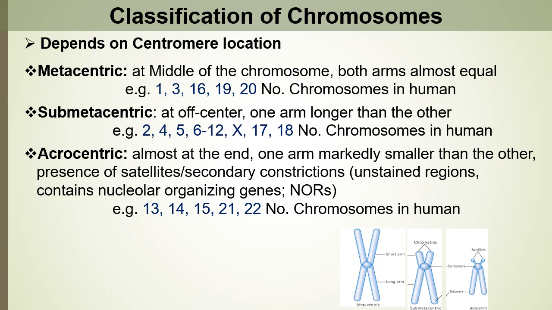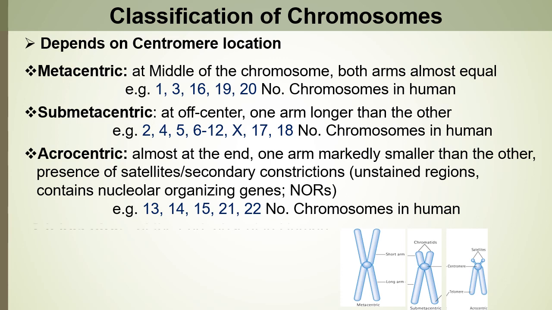They are the unstained regions or gaps in the short arm that contain nucleolar organizing genes. Such secondary constrictions commonly separate a small segment of chromosome called a satellite from the short arm. In such cases, the secondary constriction is referred to as a satellite stalk, since it connects the satellite to the chromosome short arm.